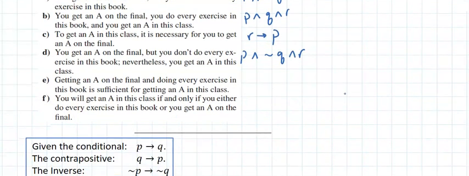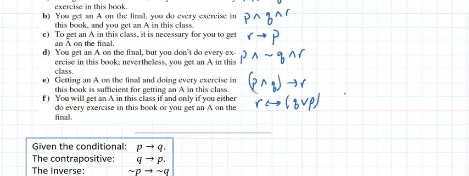E, getting an A on the final and doing every exercise in the book is sufficient to get an A. If you do those, then you will get an A in the class. And lastly, you get an A in the class, that's R, if and only if either you do every exercise or you get an A on the final.